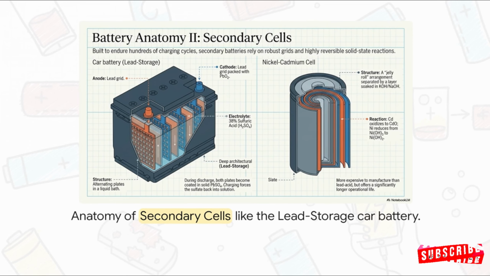Secondary cells, however, require a completely different architecture. Take the big 12-volt lead storage battery sitting in your car. It relies on incredibly robust lead grids submerged in a literal bath of sulfuric acid. The key difference here is physical resilience. When you start your car, it acts as a spontaneous galvanic cell. But while you're driving down the highway, the car's alternator pumps electricity right back into it. It becomes an electrolytic cell, forcing solid sulfates back into solution. It is specially built to endure hundreds of these violent back-and-forth charging cycles.